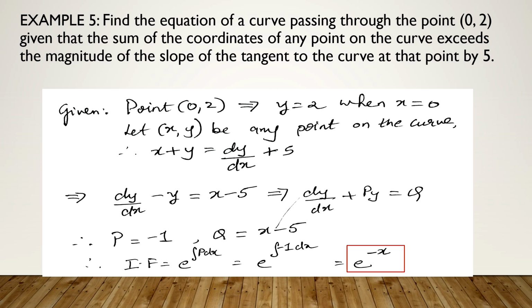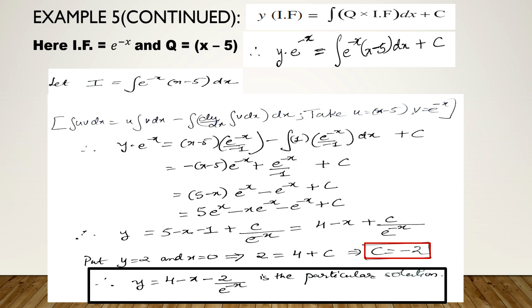Now first step, convert in the form dy by dx plus py is equal to q. So p is minus 1, q is x minus 5. Integrating factor e raised to integral p dx, e raised to integral minus 1 dx is e raised to minus x. So the integrating factor over here is e raised to minus x. Now, for the third step, y into integrating factor is equal to integral q into integrating factor dx plus c. So, y into e raised to minus x is equal to, what was your q? x minus 5 into e raised to minus x.